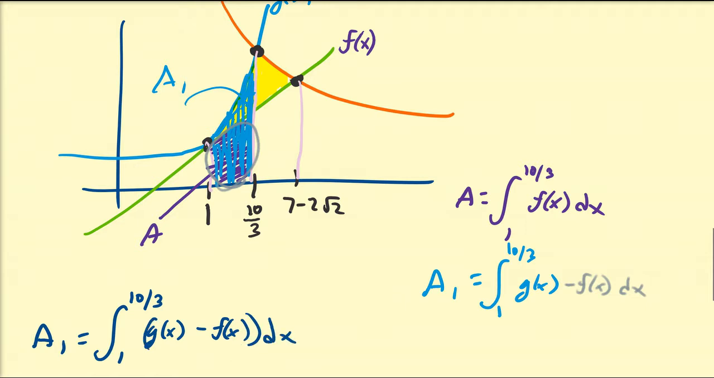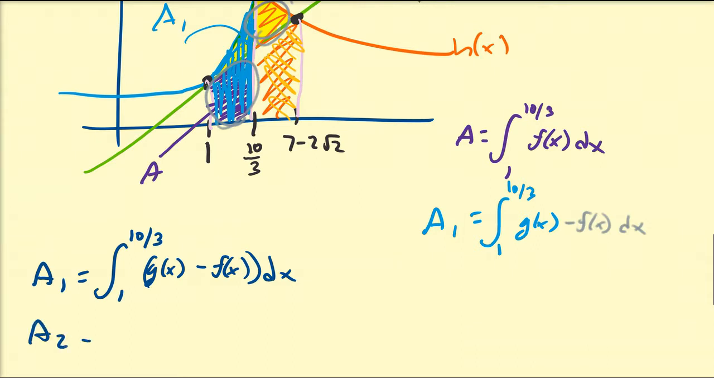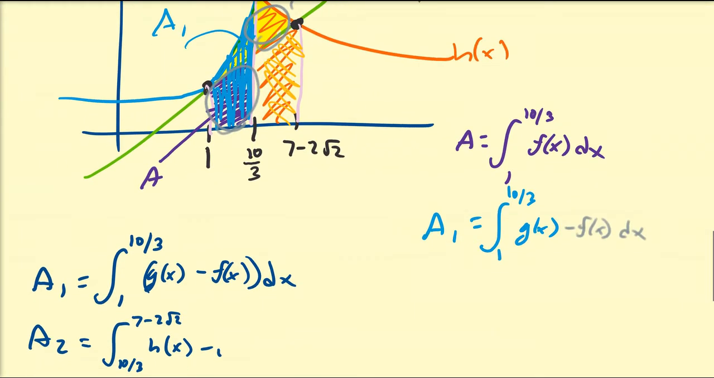And the same thing is going to go for this other piece. Let's call this function h of x. If I find the area underneath h of x, that's going to give me everything here. But if I find the area underneath f of x on the interval 10/3 to 7 minus 2 root 2, that's going to give me this region here. So if I take yellow and subtract that from orange, that's just going to give me that yellow region. If I call this region A2, then A2 is going to be equal to the integral from 10/3 to 7 minus 2 root 2 of the function that's on top, h of x, minus the function that's on bottom, which is f of x.